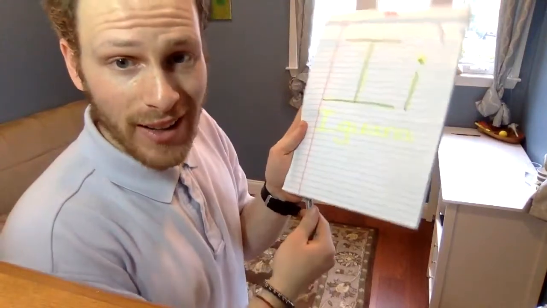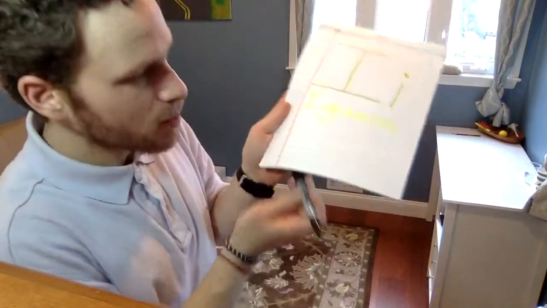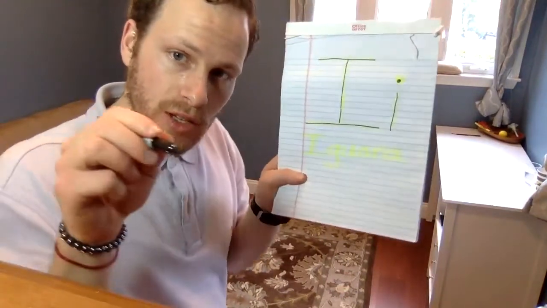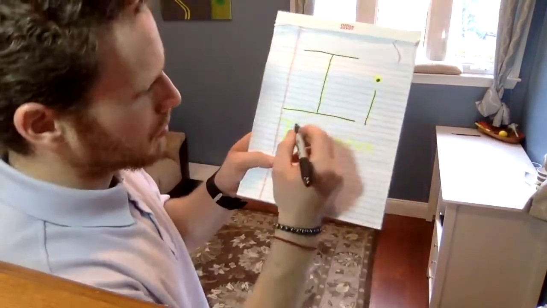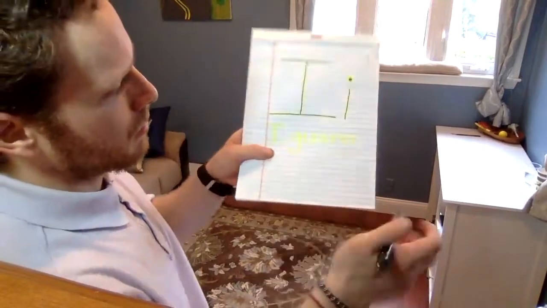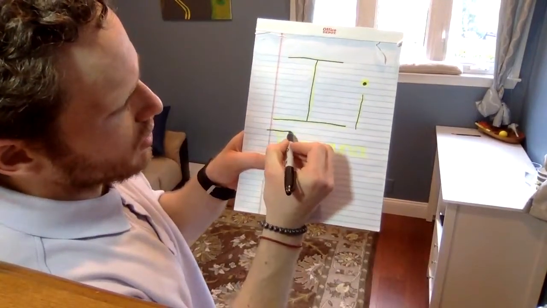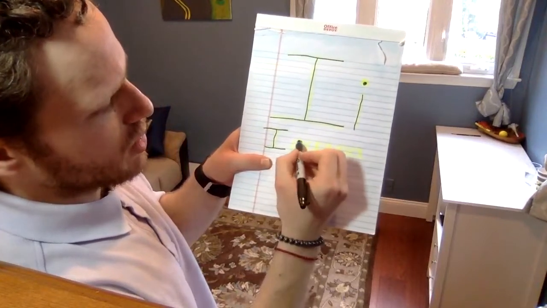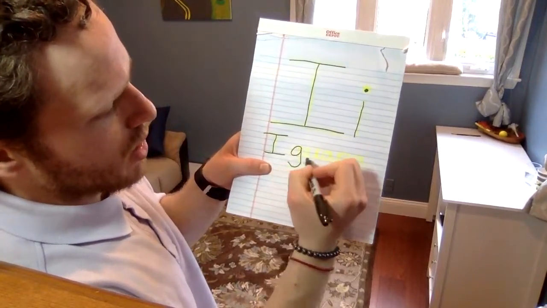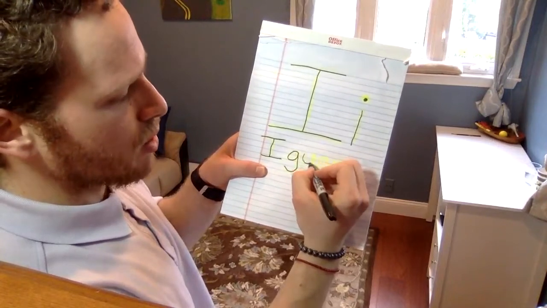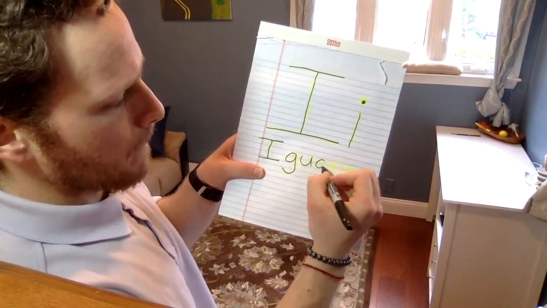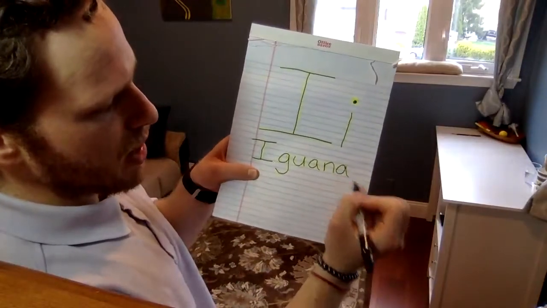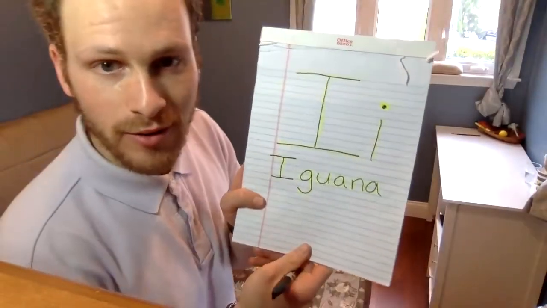And if you wrote with your highlighter or your parents helped with the highlighter, then now we get a chance to trace those letters. So now we're using our pencil. Remember, one hand is holding. See if we can trace those letters. I, G, U, A, N, A. Iguana.